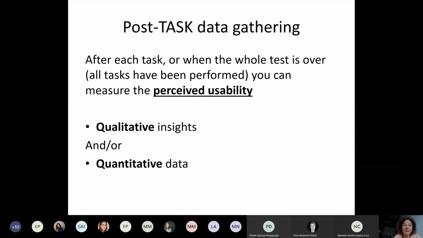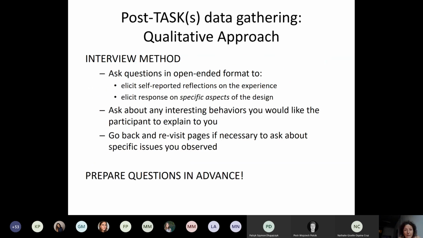Does not mean that is the real thing, because it's clearly an individual opinion. It's a subjective feeling. So I would recommend to collect data during the user testing at the end. But if you have to choose, it's better to collect during the test, in my opinion. It gives you something more objective. Anyway, you want to also collect something after the test to measure perceived usability. You can get qualitative things and quantitative data.